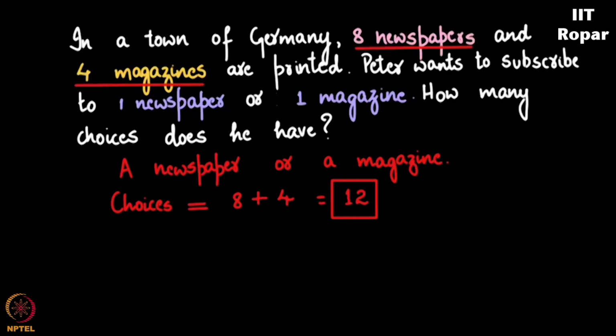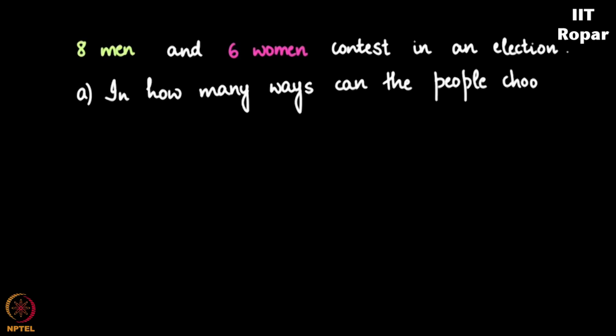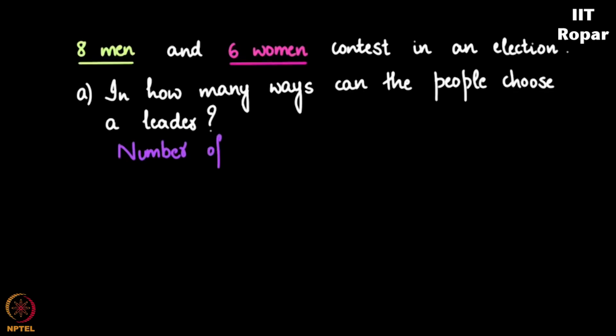Let us move on to another example where in a society there are 8 men and 6 women contesting in an election. How many ways can the people choose a leader out of these? So there are 8 men and 6 women. So the people have 8 plus 6, that is 14 ways to choose from, because they wanted just 1 leader, and hence it is a plus operation here.